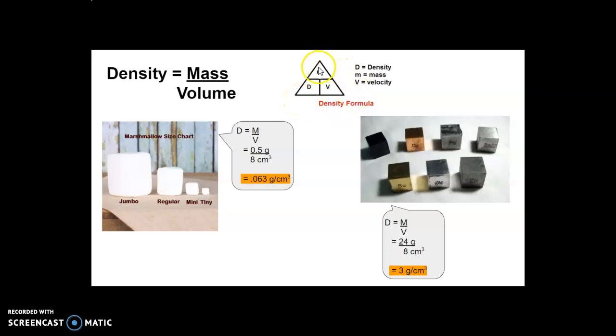If I need to know the mass, I just cover that up and I'm left with density times volume. And your label will still be grams. If I need to know volume, cover up the volume and I'm left with mass divided by density. Okay, so that's a quick overview. We're going to do some calculations in our assignment.